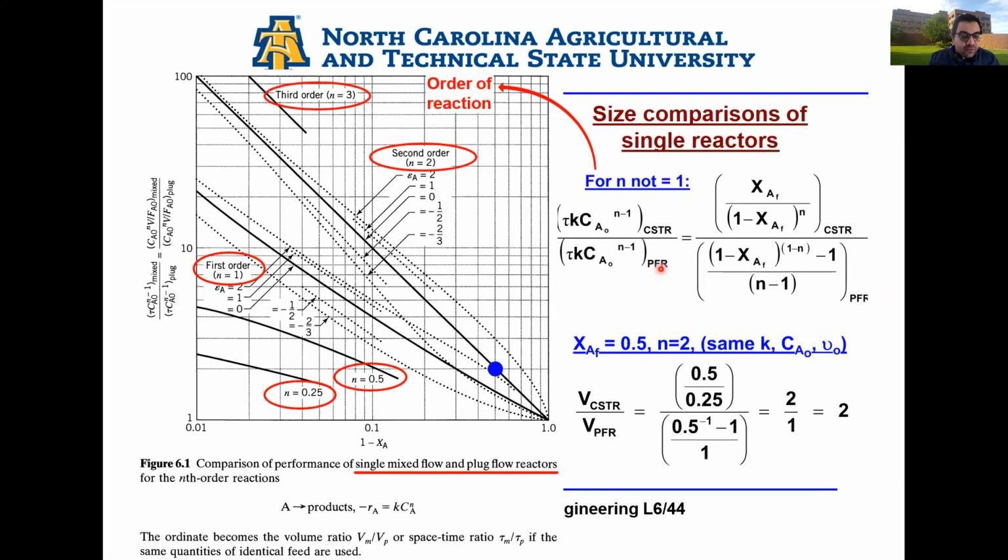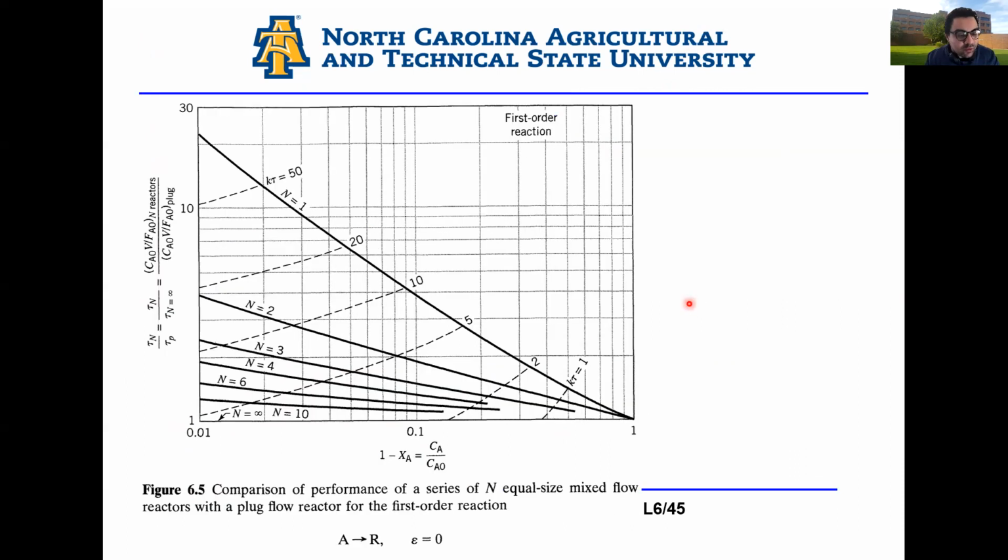And if we compare the volume of a CSTR to the volume of a PFR, you'll always find that the volume of a CSTR is always larger. It starts at 1, right? And then just keeps on increasing. So a PFR can always do the same job as a CSTR with a smaller volume. This is the idea I'm trying to convey here.